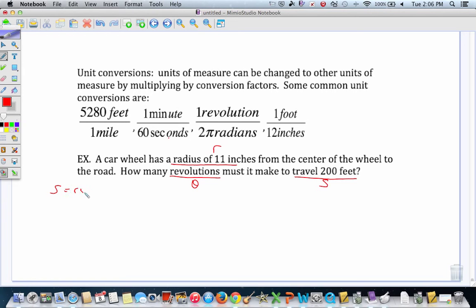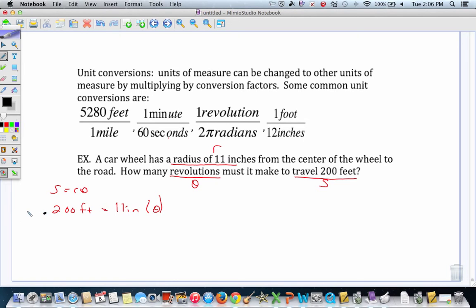S equals R times theta. In this case, we know S is 2,000 feet. We know our radius is 11 inches, and we're trying to find theta, or our central angle. The first thing you probably notice is on one side we have a label of inches, and on the other side we have a label of feet. If it were an algebra problem without the labels, we'd just divide both sides by 11 to solve for theta, to get theta by itself. But because we have different labels, we have to have the same label.